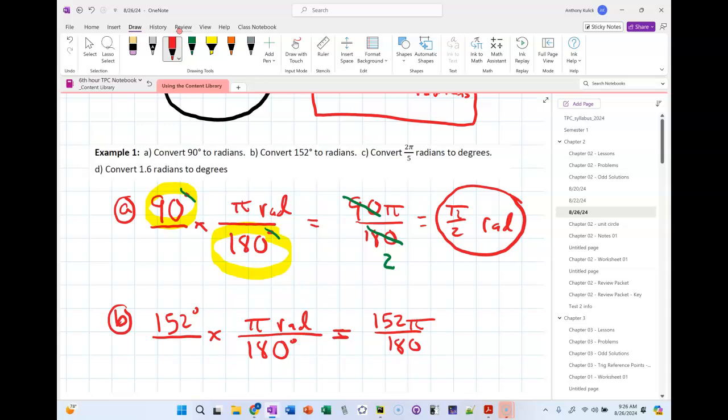And now I can reduce that a little bit, right? 152 over 180. They're both even, so I know I can reduce them, right? So I'd go down to what? 76 over 90. And that again to 38 over 45, and I think you're stuck there. Does that sound right?